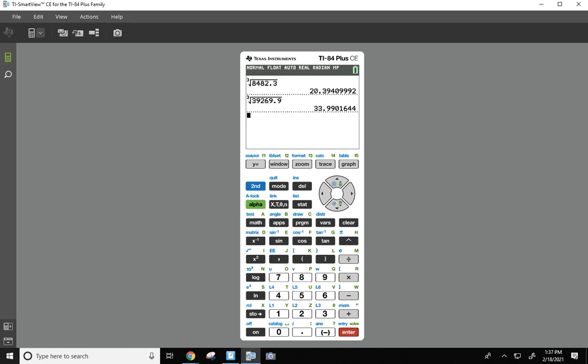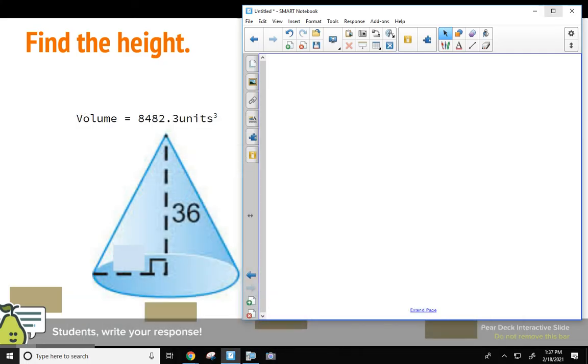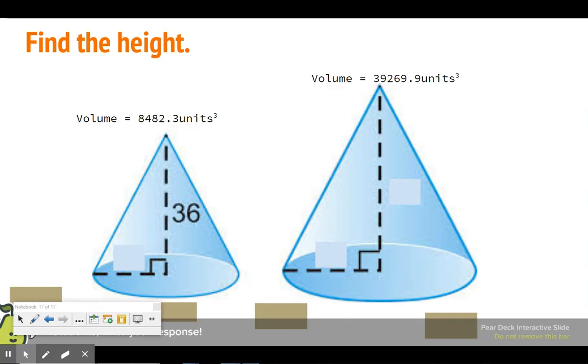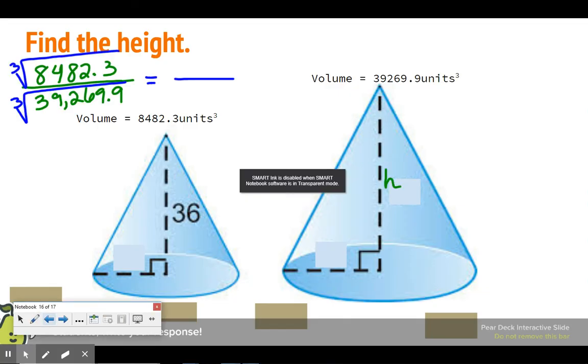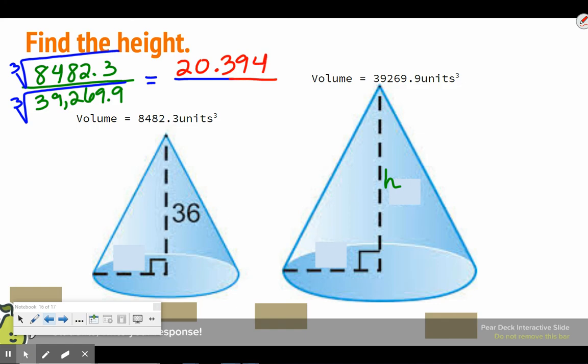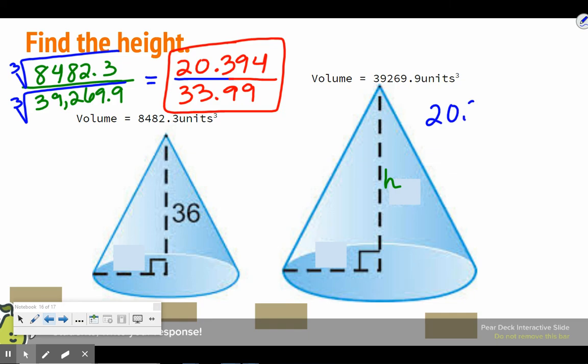Okay, so then we'll go back and write those in. Okay, so we got about 20.394. I'm trying not to round a ton, try to keep my answer as accurate as possible. Okay, so this is going to be our scale factor that we want to use. So we're going to use 20.394 over 33.99. Okay, we know the height to be 36, and we're trying to find this height.